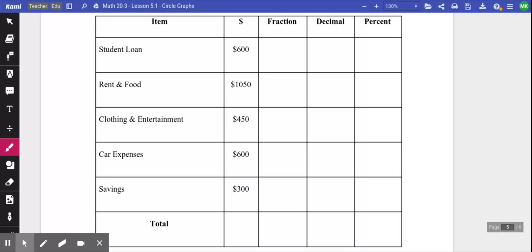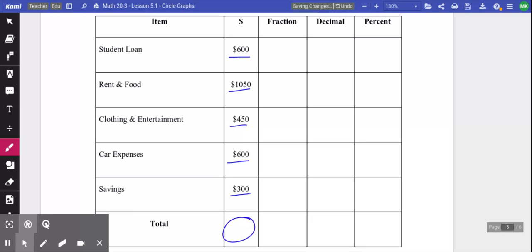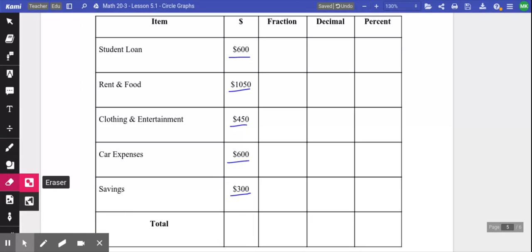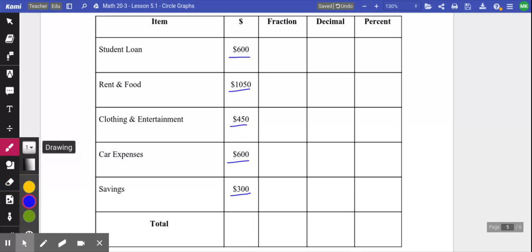To be able to do everything, you have to have a total, right? So you can see we have a bunch of information. We have our student loans, we have our rent and our food, we have clothing, we have car, we have savings, but we need to total all that up to get this down here, because that's the only way we're going to find our percentages. So if we added that up, we have 600 plus 1,050 plus 450 plus 600 plus 300. Our total expenses is 3,000 for the month.